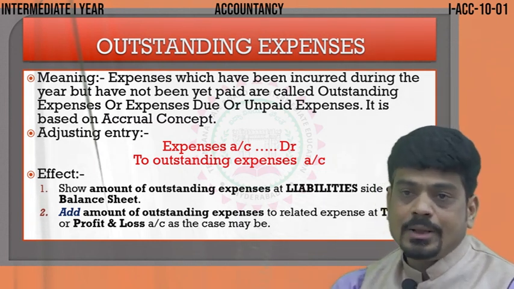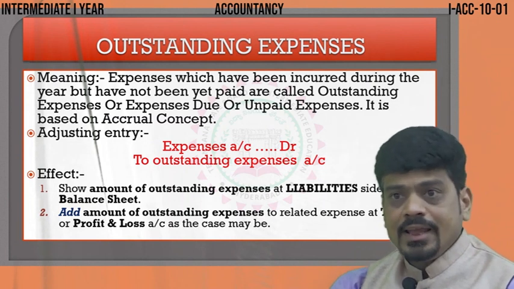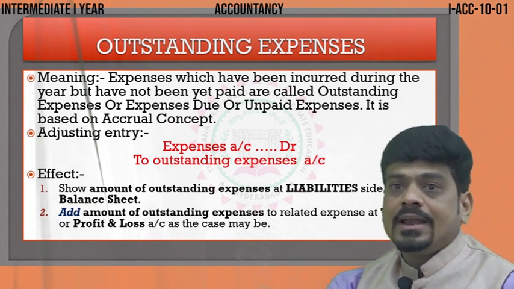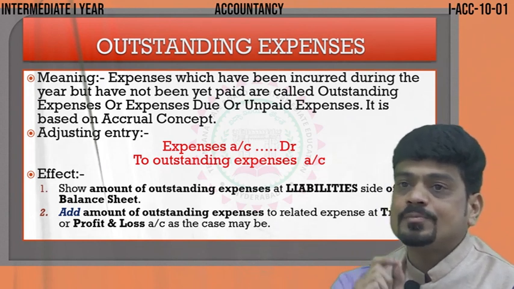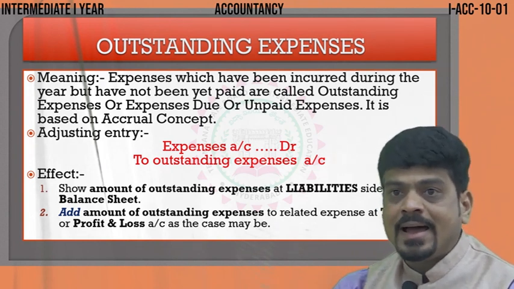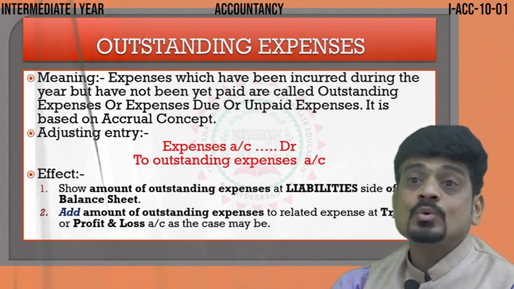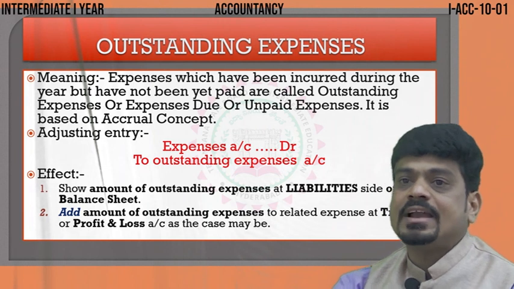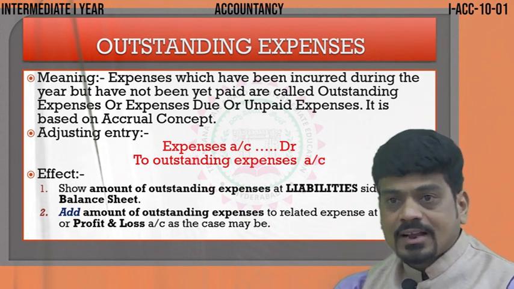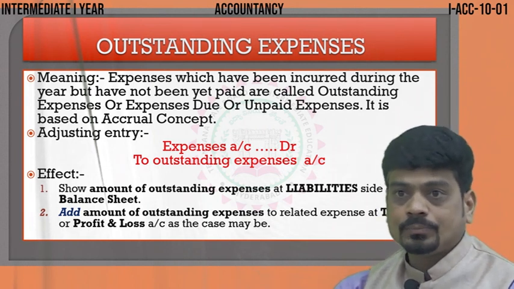Expense account debit to outstanding expense account. And how will the effect be again? We'll show the amount of outstanding expense at the liability side of the balance sheet, and we have to add the amount of expense to the related expense at trading or profit and loss account, as the case may be, as I told.